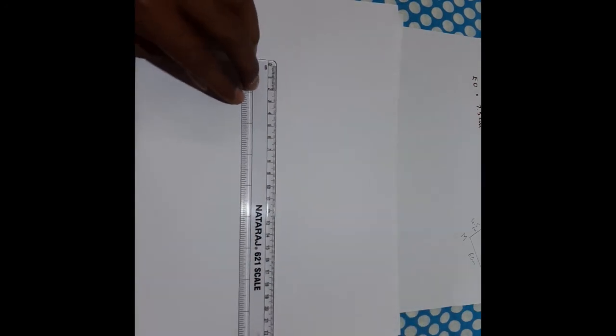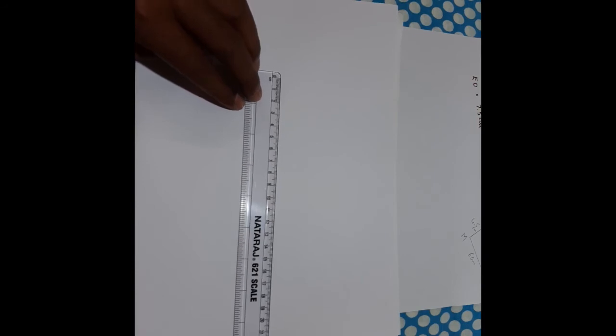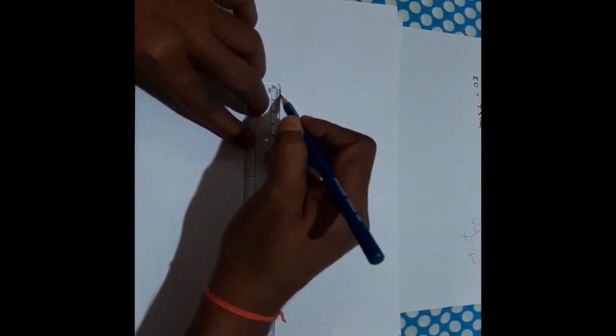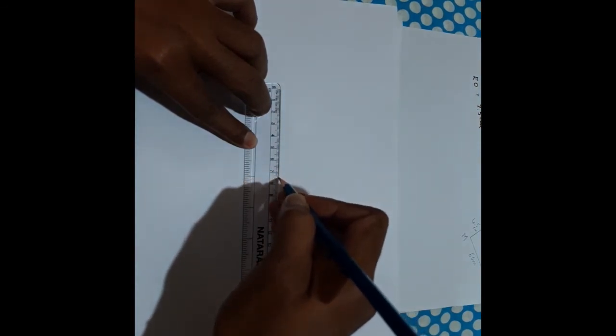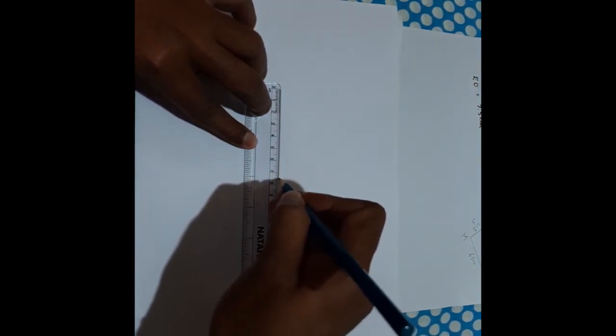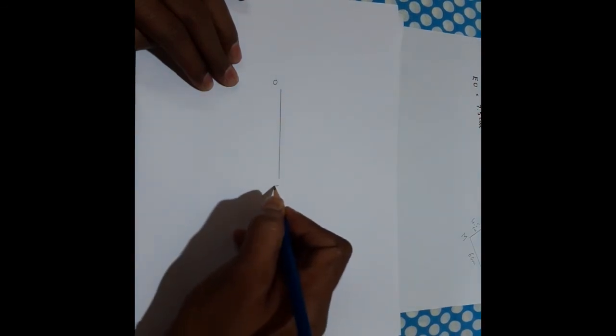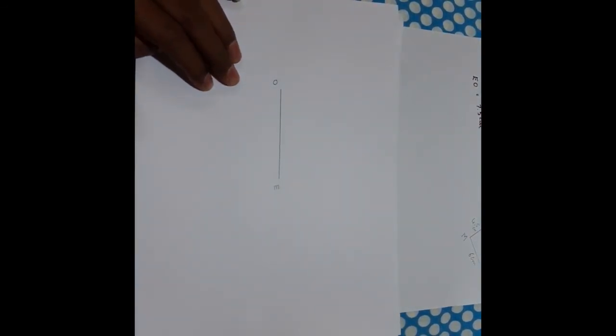Then you can construct ME as well as OE. First of all, you need to draw OE. OE is equal to how much? 7.5 centimeter. Draw in the middle. From 0, you can draw 7.5. After 7, you have one more big line. Up to 7.5 you can draw. That is OE. This is O and this is E. OE is the diagonal, 7.5 centimeter.